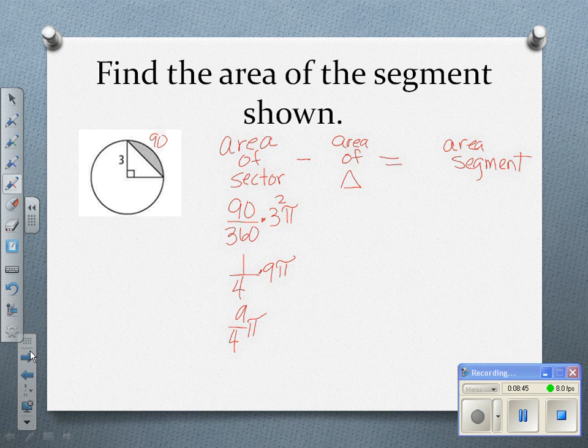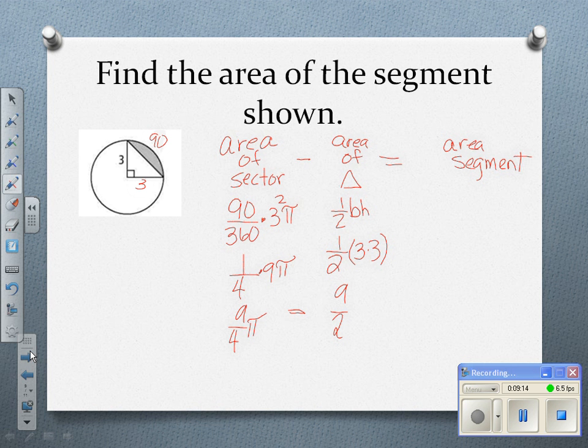Area of my triangle, remember, is 1/2 base times height. And it's a right triangle, so my legs are my base and height. Because that leg is a radius, it's also going to be 3. So it's going to be 1/2 times 3 times 3, or 9/2. Okay, and if I subtract them, that gives me the area of my segment.